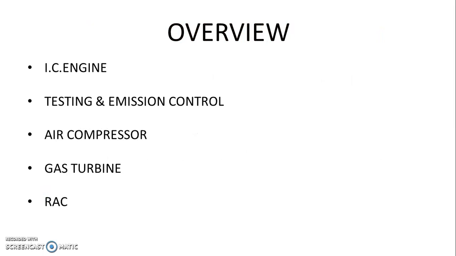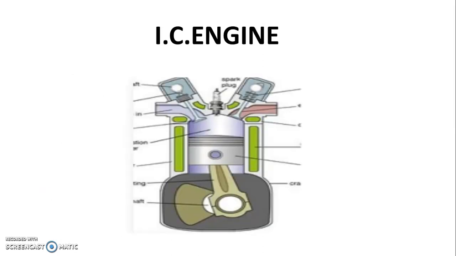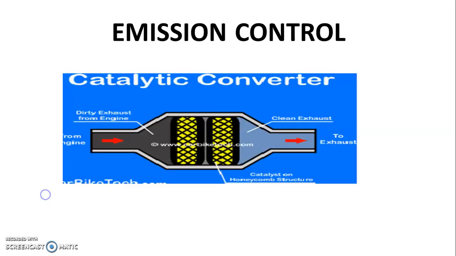Now, we will discuss about the overview of this course. In this course, you have to learn IC engine, testing and emission control, air compressor, gas turbine, and RAC, refrigeration and air conditioning. So, this figure shows IC engine and its basic parts like piston, cylinder, valves, spark plug, then connecting rod, crank, and many more. Emission control: in second chapter, that is testing and emission control, we have to study the emission control and norms given by the government of India.